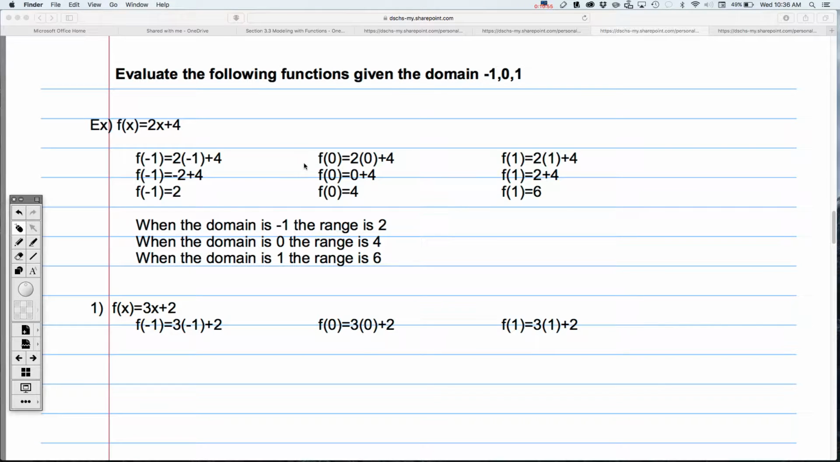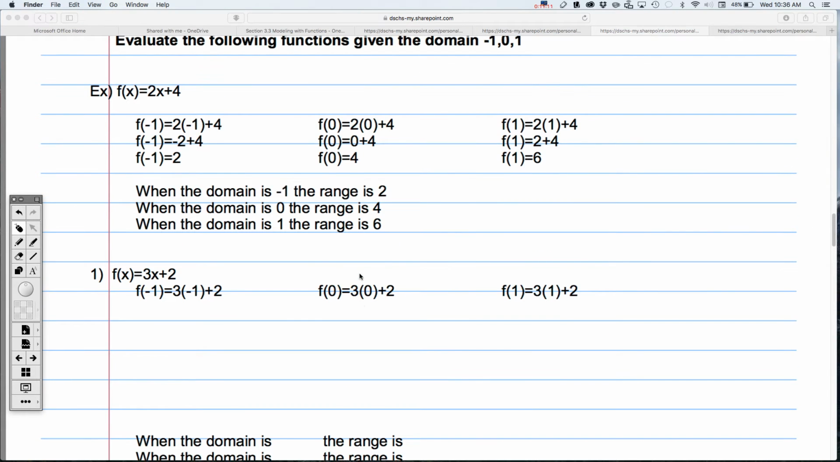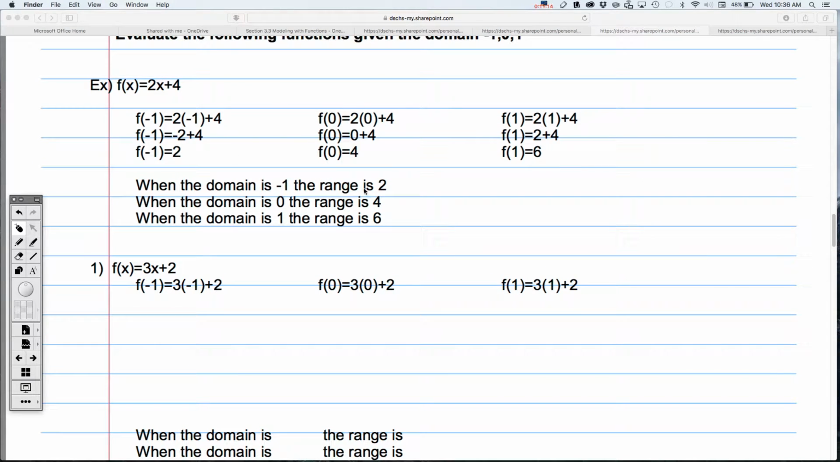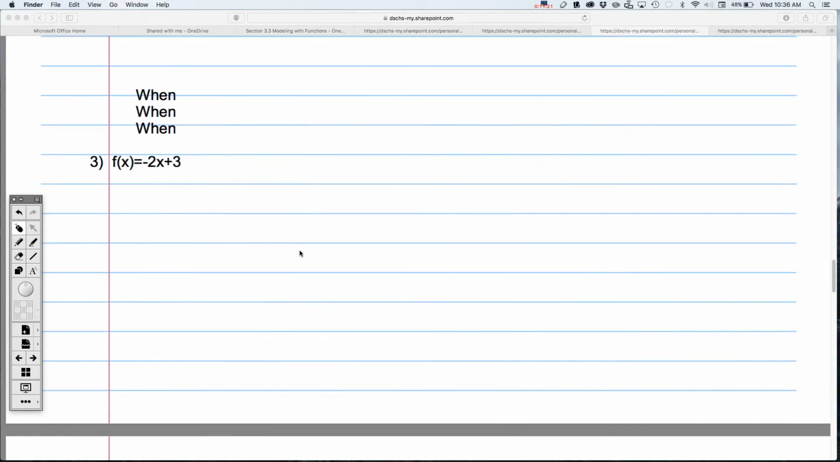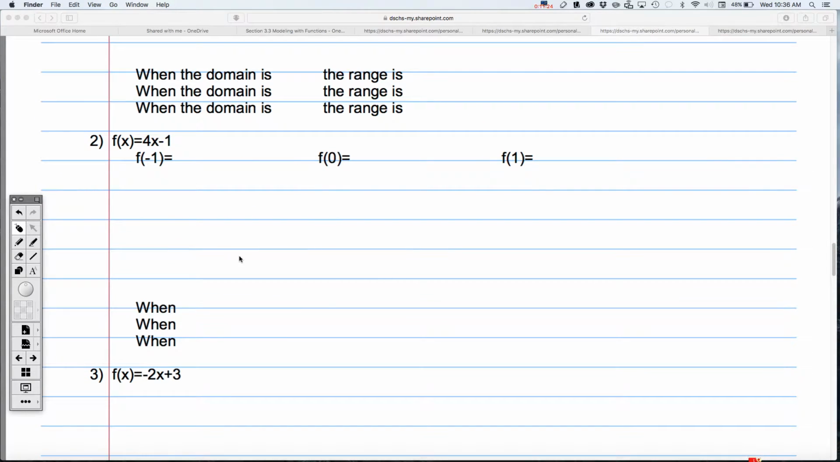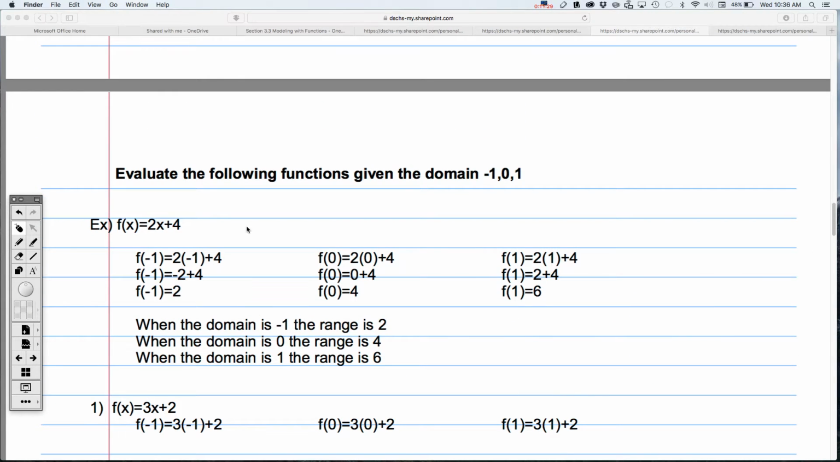All right, so you have -1, 0, and 1 here, right? You plug it in, and we would get that when the domain is -1, the range is 2. When the domain is 0, the range is 4. When the domain is 1, the range is 6. So if you look at this whole page, I'm scaffolding your learning on this. The first one's done exactly how I want you to do it. The second one's missing just a little bit of parts. The third one a little bit more. The last one is missing the whole thing, but I want you to write it the same as you would for the example. Make sense?